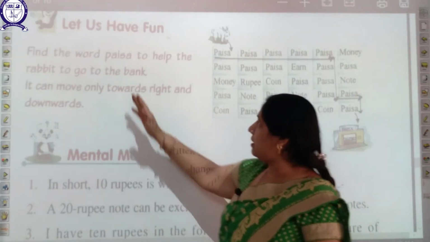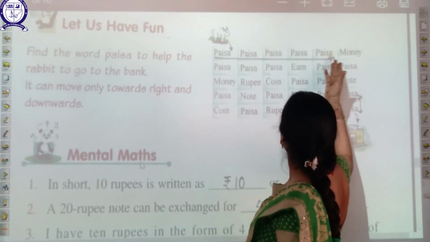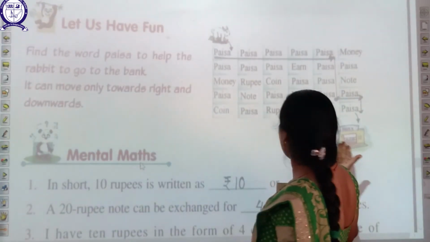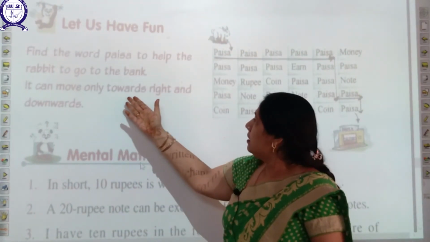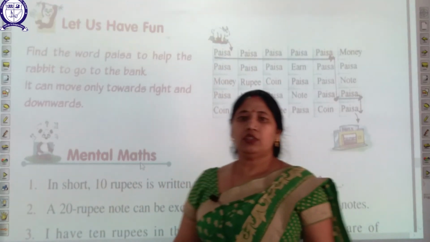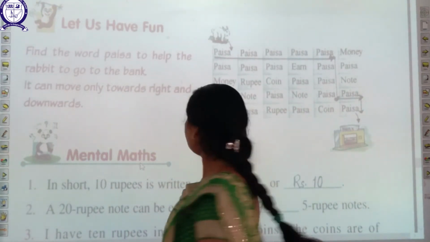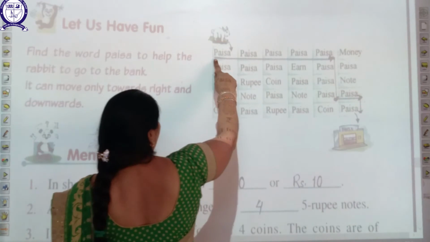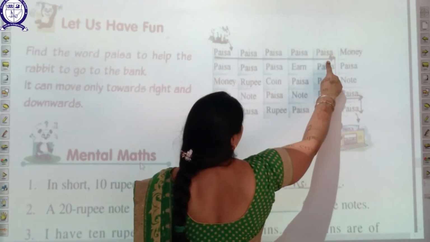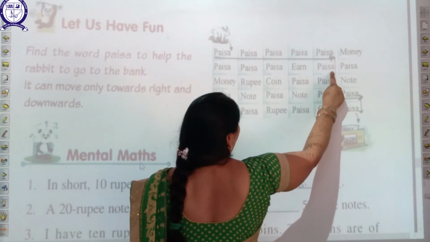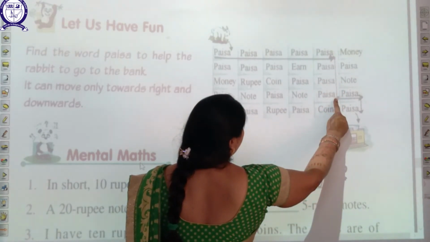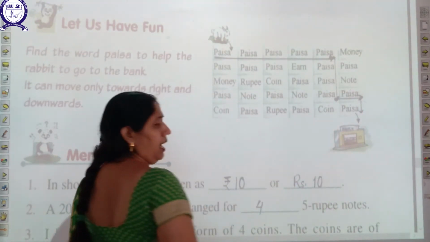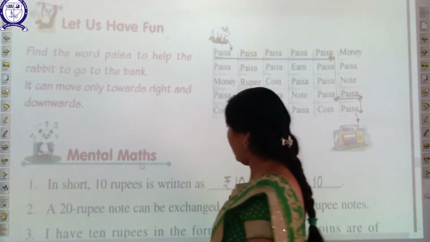Let's have some fun. Find the word paisa. You have to find the word paisa, beta, and help the rabbit go to the bank. That is the bank, and you remember, move only towards the right or down. So we have to start from here. We move to the right, then paisa is here, then down, then paisa is here, then right and down. So the rabbit has reached the bank. That is for your fun.